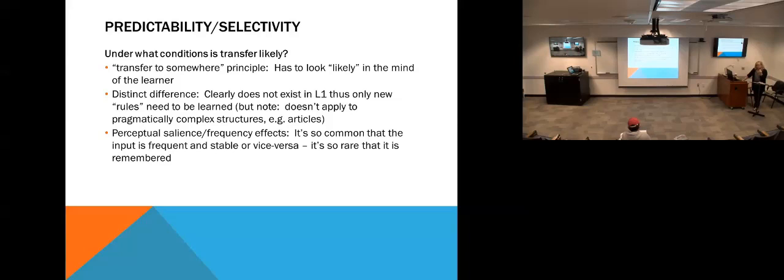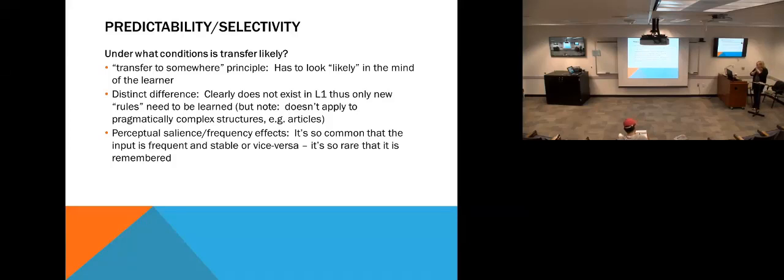So first of all is this transfer to somewhere principle. What looks likely in the mind of the learner, essentially? The learner says, that looks like a possibility, I'll try that. Okay, so that might be, for example, your Norwegian boy saying "climb you," right? He's like, could be, looks like a reasonable possibility, sticks it in there, and that's the transfer to somewhere principle. Okay, in his mind it looks likely.